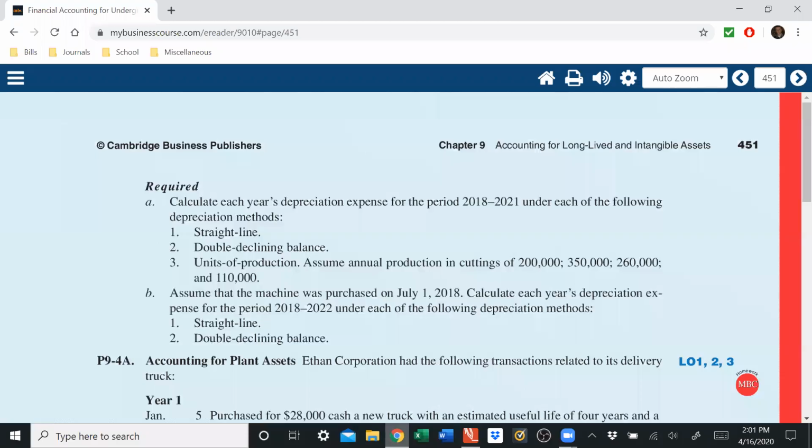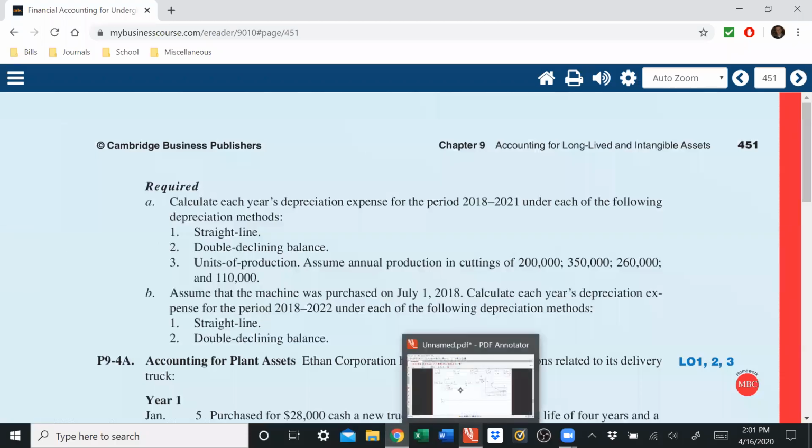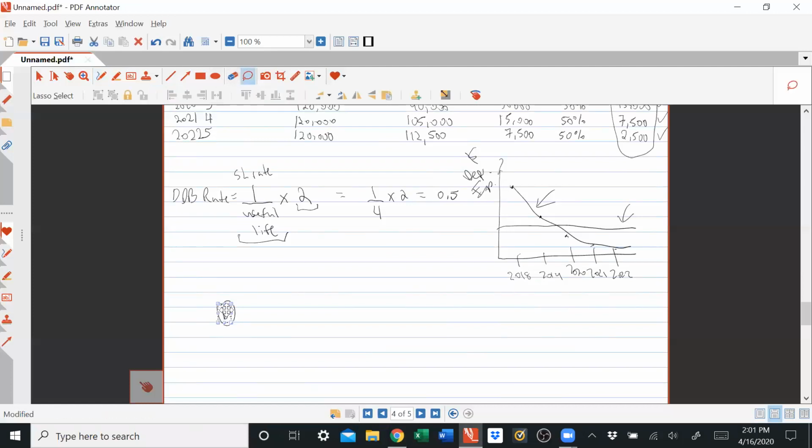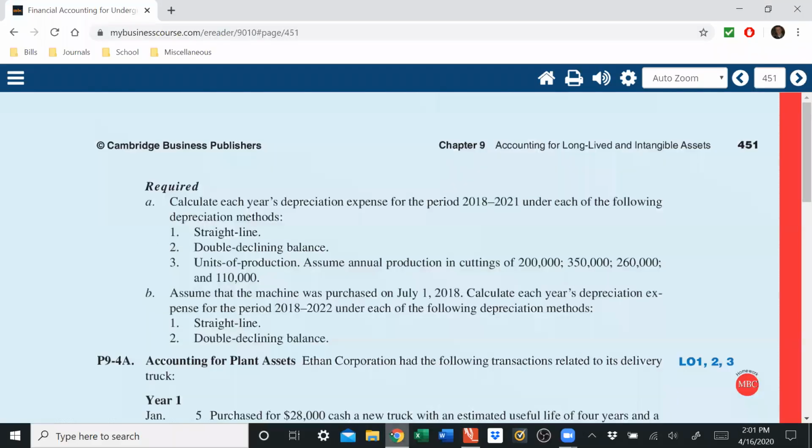All right, let's do part B. Part B, no, let's do part 3 of part A. We haven't gotten to B yet. So part 3, this is units of production method, right? Assume annual production in cuttings of 200,000, 350,000, 260,000, and 110,000. Those are the actual number of cuttings they did in each of the 4 years. 2018, they did 200,000 cuttings. 2019, they did 350,000 cuttings, and so forth.